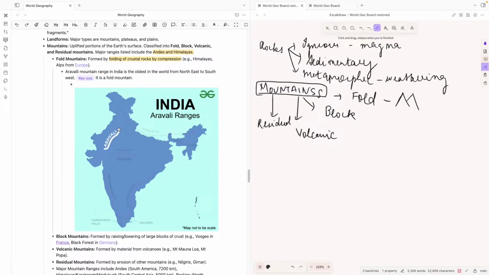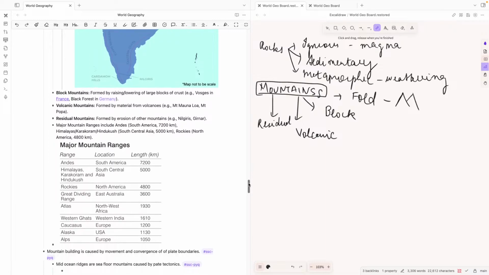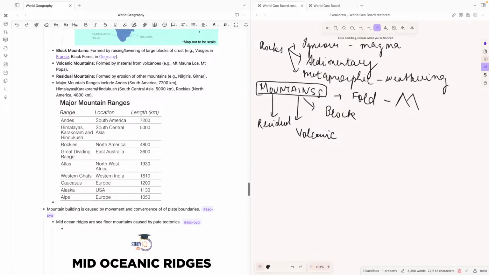Aravalli is somewhere here, which is the oldest in the world. From the northeast to southwest, it is a fold mountain. And then we have block mountains. Block mountains are formed by raising or lowering of large blocks of crust. Some part is raised and some part is lowered. So something like this the block mountains will look like.